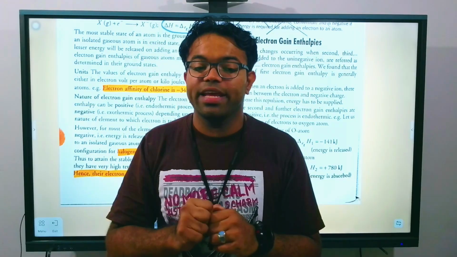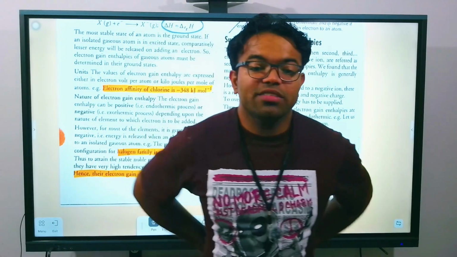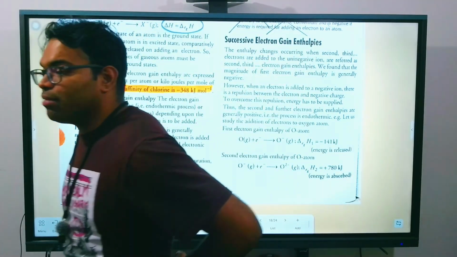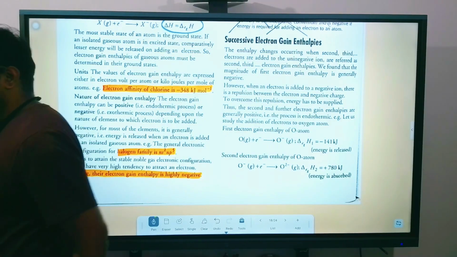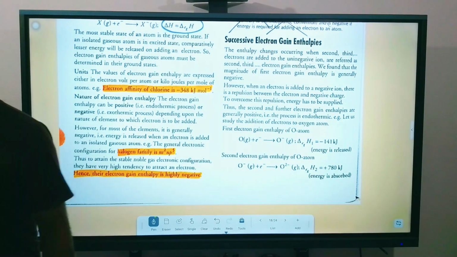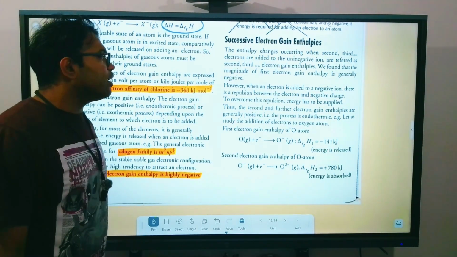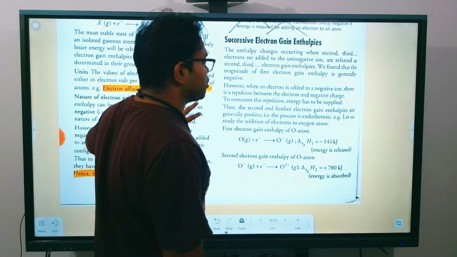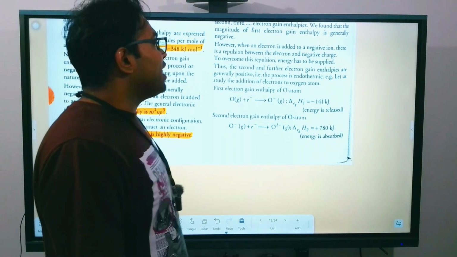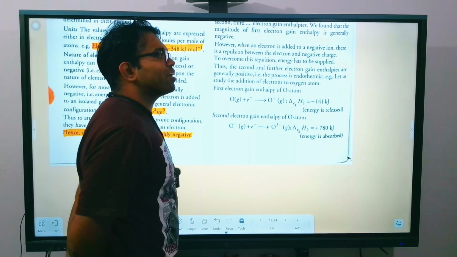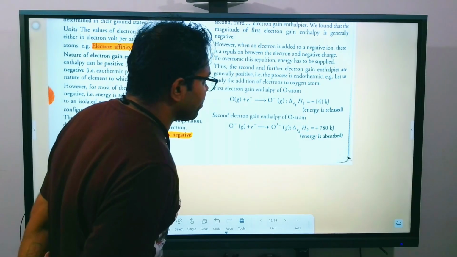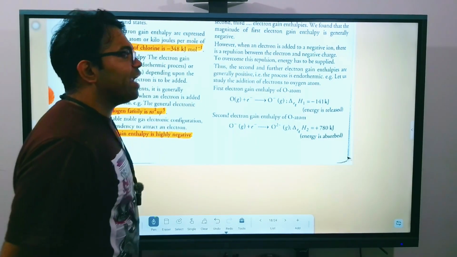This could be a question in the exam. Why is the first electron gain enthalpy of various atoms usually negative, but the second electron gain enthalpy is positive? Okay, next. To overcome this repulsion, energy has to be supplied. Thus, the second and further electron gain enthalpies are generally positive. That is, the process is endothermic.